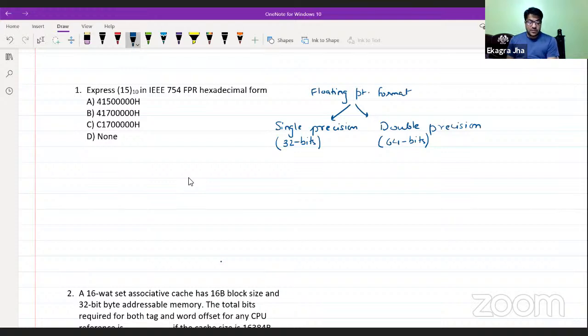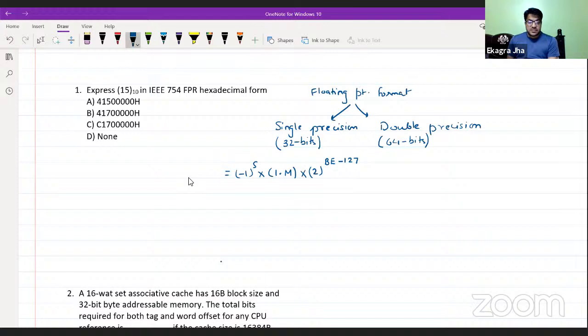Okay. So the IEEE single precision format, which is 32 bits, looks like this. Okay. We don't need double precision here. We only need the single precision one. So this is the format the IEEE 754 FPR format looks like, or the single precision format of floating point looks like. So we need to find the values of S, M, and the BE.